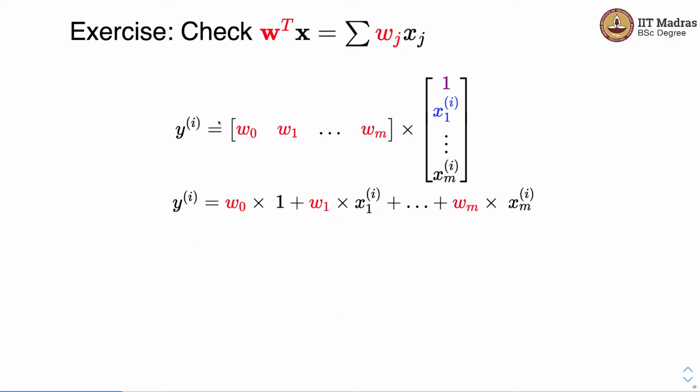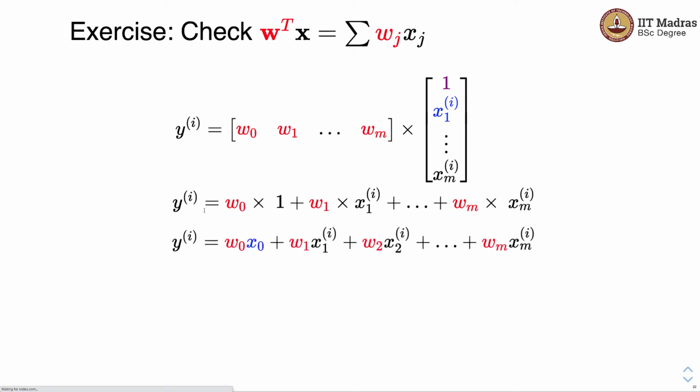So when you multiply it using the rules of vector products or matrix product, you can see that W0 gets multiplied with 1. We add the multiplication between W1 and X1 all the way up to Wm and Xm. And we actually replace this 1 with X0, right? And now you can see that this is indeed equivalent to the linear combination of the features.